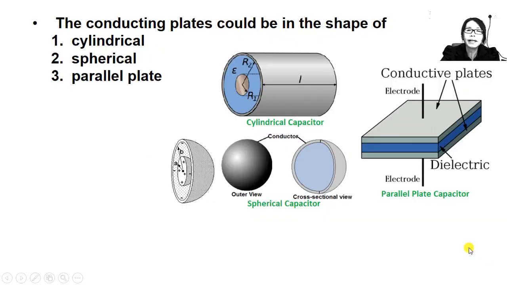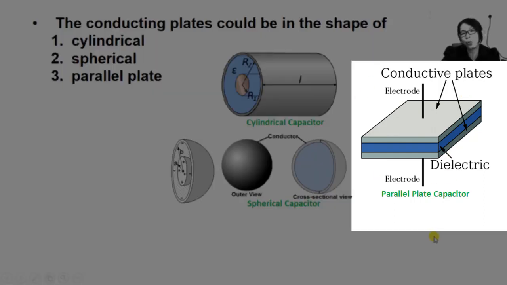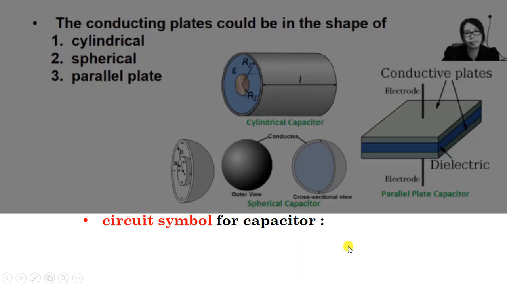The conducting plates could be in the shape of cylinders, spheres or parallel plates. But for our discussion in this topic 2, we are going to focus on parallel plate capacitors. This is the symbol for a capacitor in an electrical circuit.